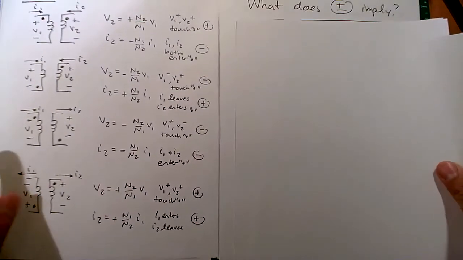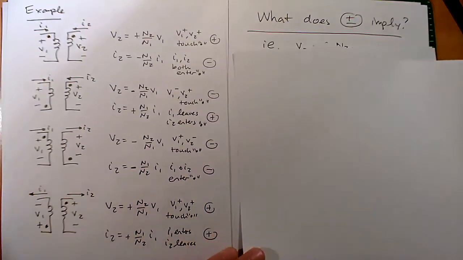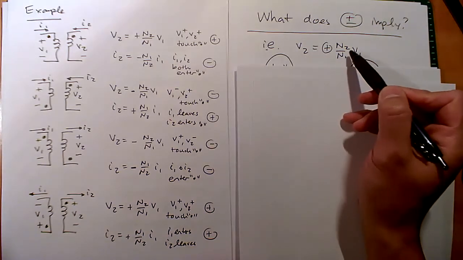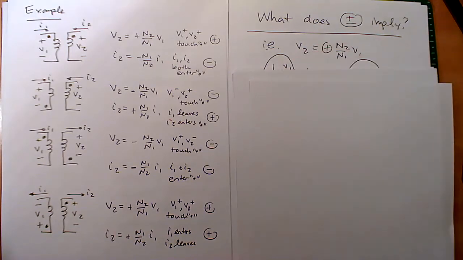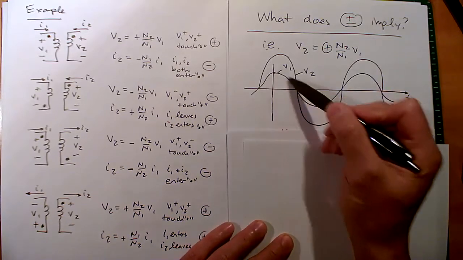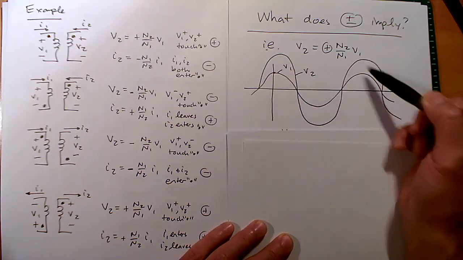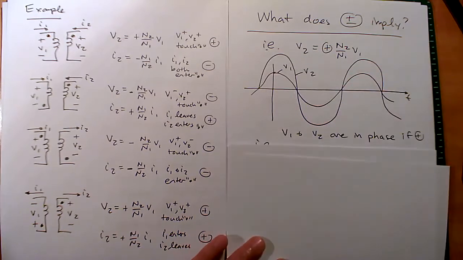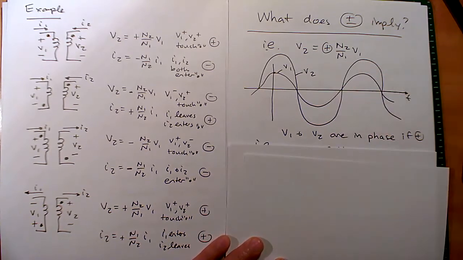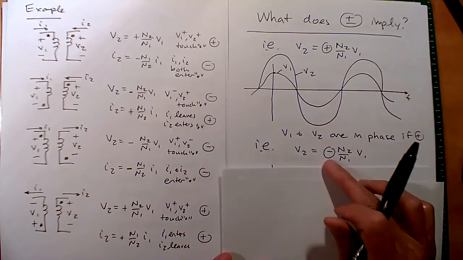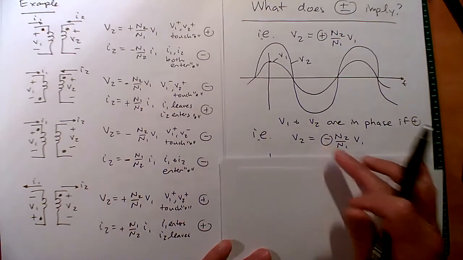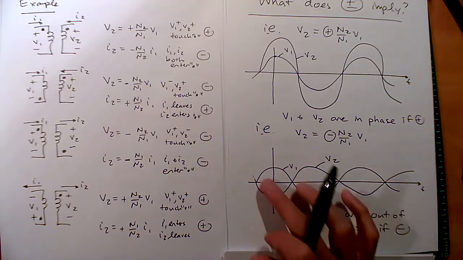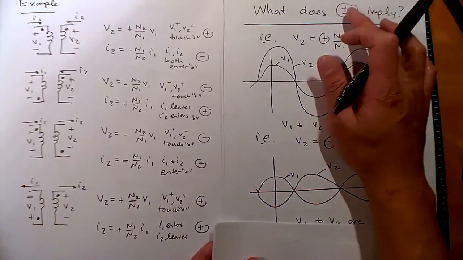So what does the positive and negative even imply? Let's say we have a positive version, V2 equals positive N2 over N1 times V1. If we were to graph both on the oscilloscope, we would see something like this, where V1 is like this and V2 is a scaled version by N2 over N1 like this. But we notice they would be in phase. V1 and V2 are in phase if we have a positive. Now let's say we had a negative version. V1 would look like this, but V2 would be the opposite, and they would be completely out of phase. So that's the implication of a positive or negative.